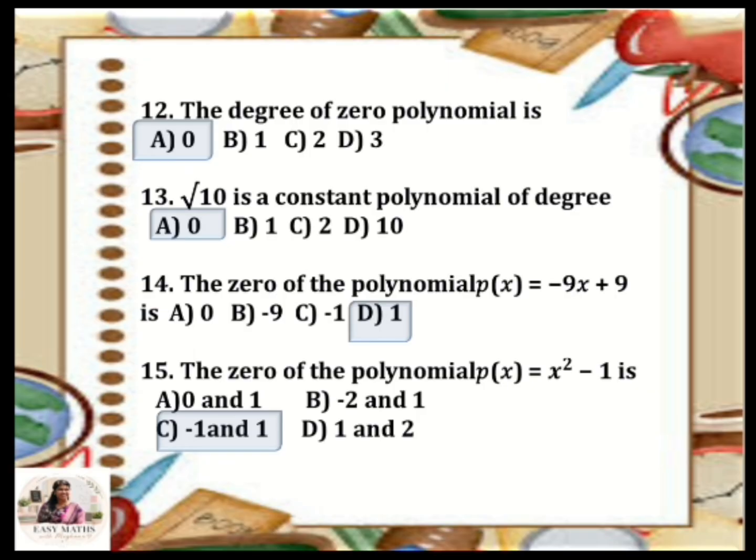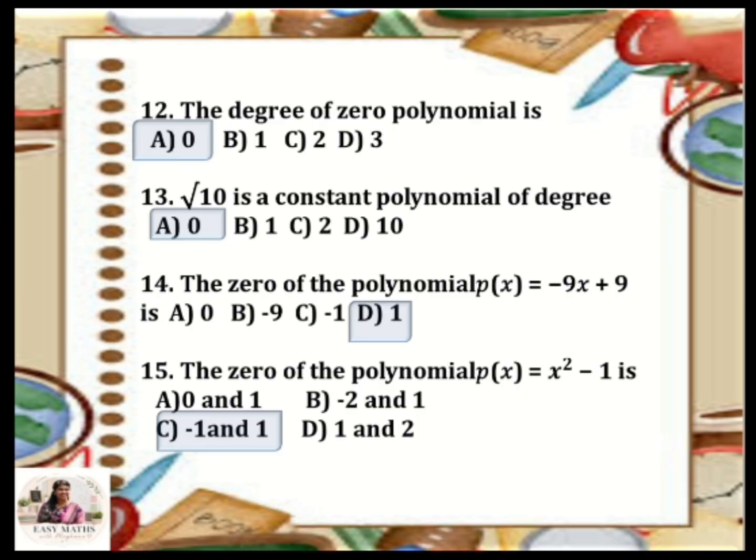Question number 13. Root 10 is a constant polynomial of degree. So root 10 is an example for the number, or it is also called as constant. So the correct answer is 0. That is option E.